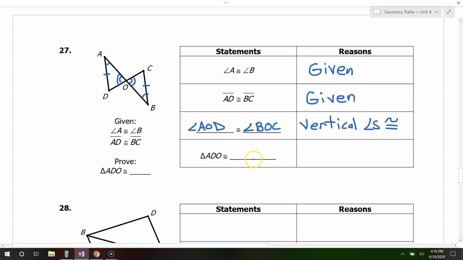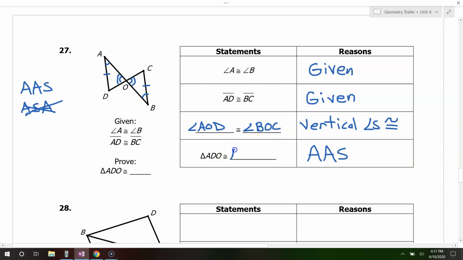That should be enough to say that these triangles are congruent because as I look at one triangle at a time, I see that we have two angles and a side. So for my reason, I'm either going to say angle, angle, side, or I'm going to say angle, side, angle. Those are the two possibilities. Well, it's angle, side, angle only if the side is between the two angles. This side is not between these two angles. So it can't be angle, side, angle. So my reason will be angle, angle, side.